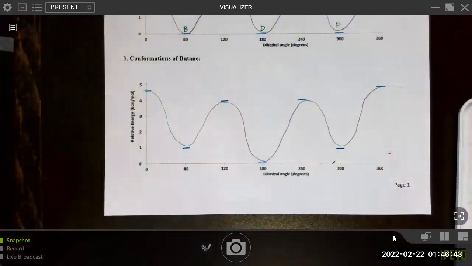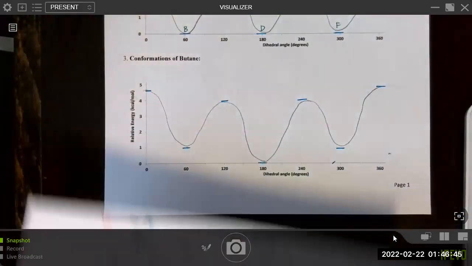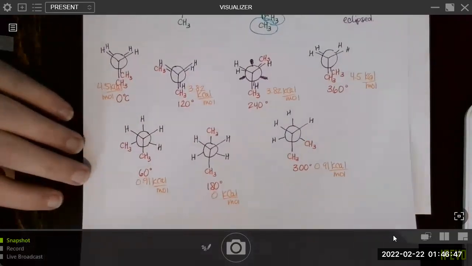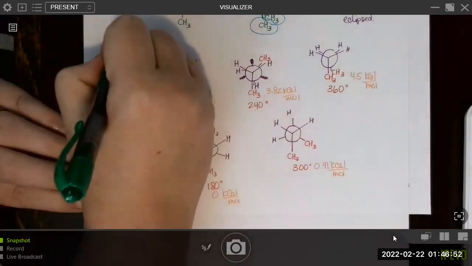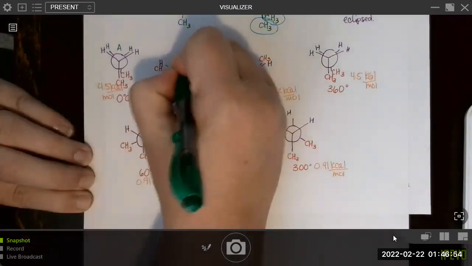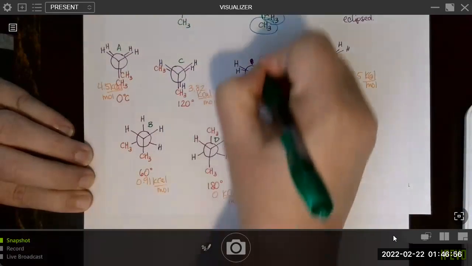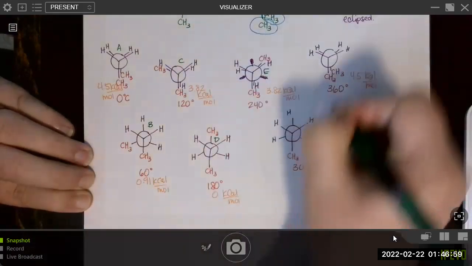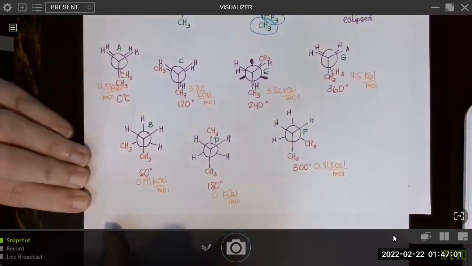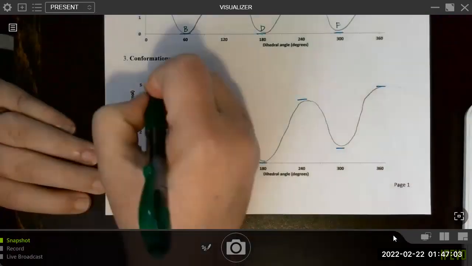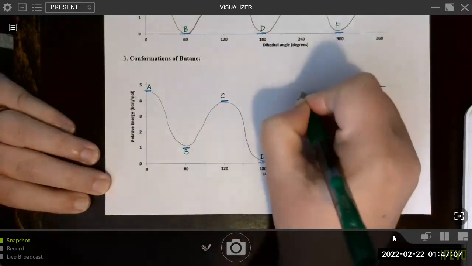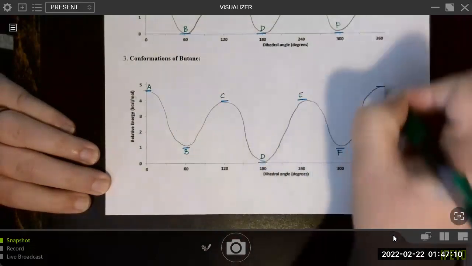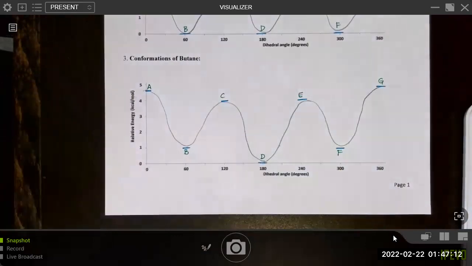And then if we wanted to come back and label everything we had done before, we can do that. We can just say this is A, B, C, etc. And then here, this is A, B, C, all the way to G. Okay.